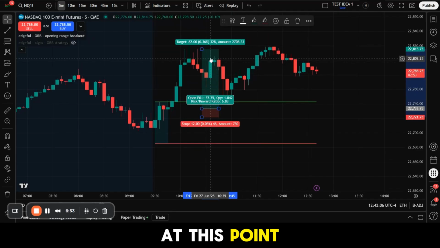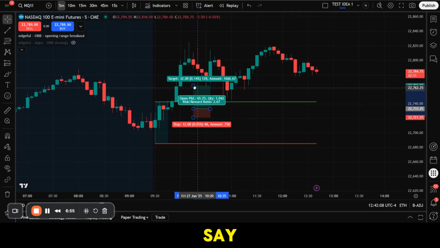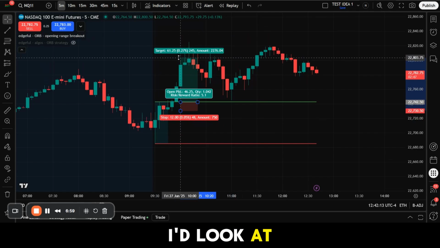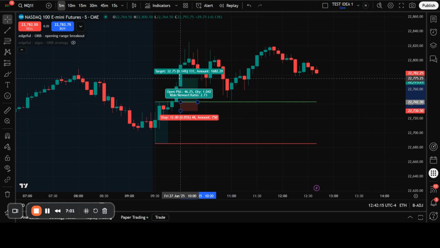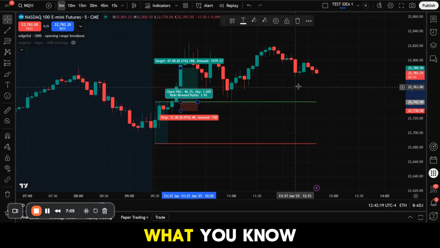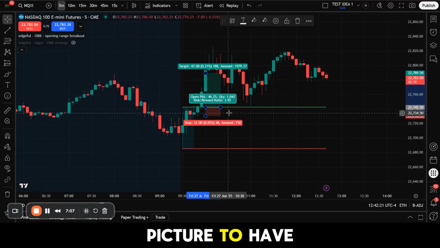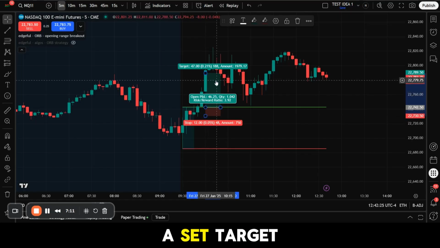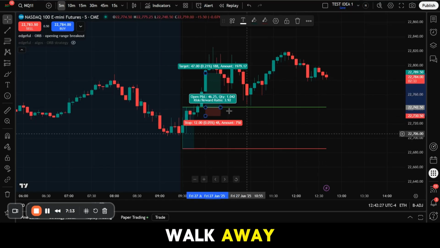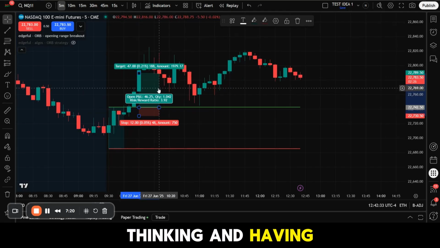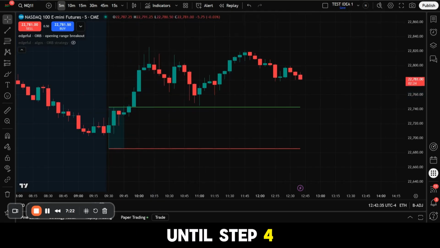So even at this point, every day I'd come in and say, well, I don't know, it's got a good volume. I'd look at EMAs or something and say, well, I'm gonna try to get 50 points. But based on what? I never really had the full picture to have confidence to set a bracket order, meaning I have a set stop, a set target, and I could walk away. And that would kill me because I'd spend so much time in front of the screen thinking and having emotions. And that was until step 4.